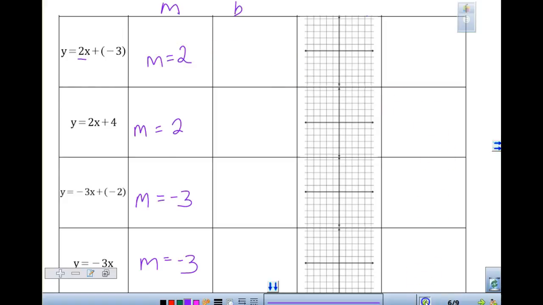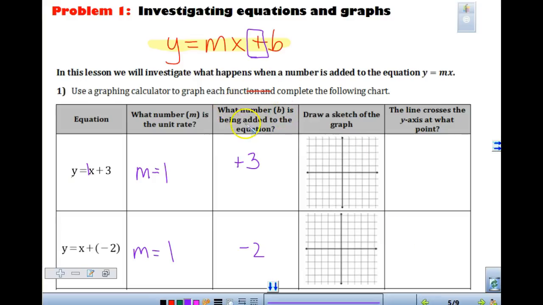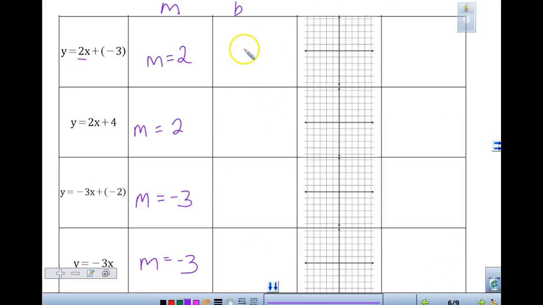That's what it's asking us in that column. What number b is added to the equation? Should be -3. Grace, how about the next one? Plus 4. If I'm looking at the next one, I should have Nolan? -2. If I'm looking at the last one, Emma? 0, right? Was there something added to that last one? Okay, so everyone have all of those filled in?